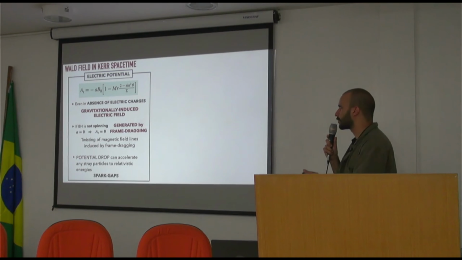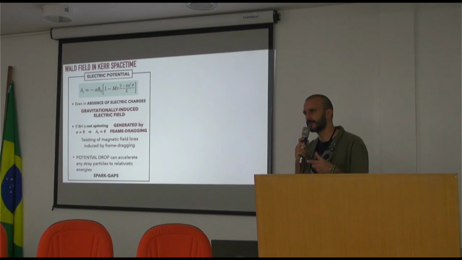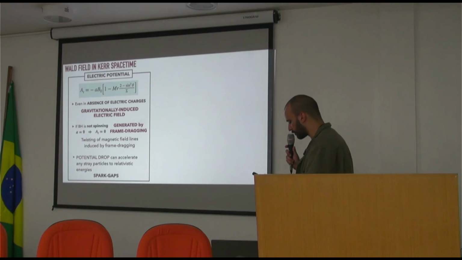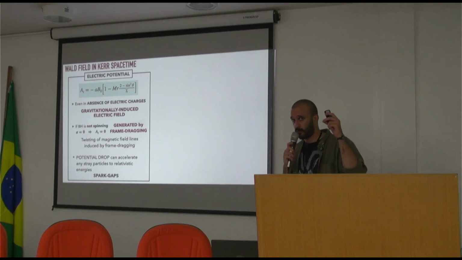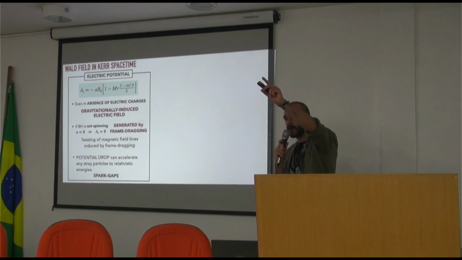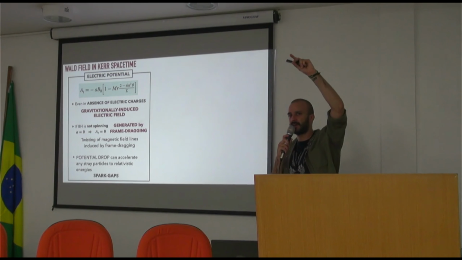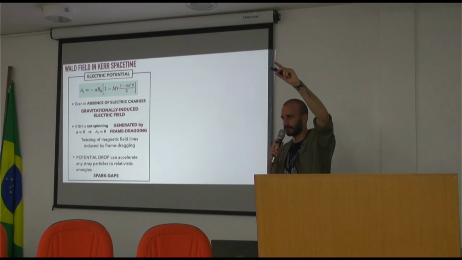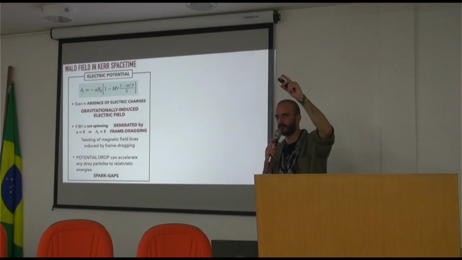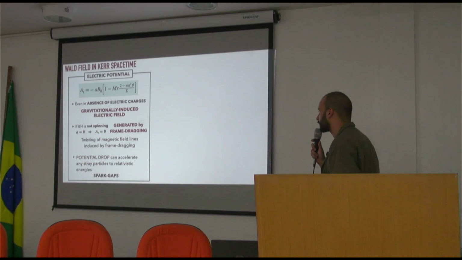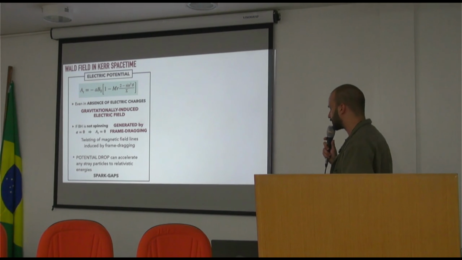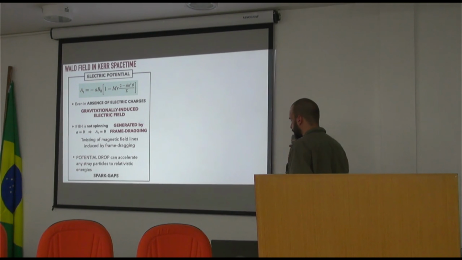And of course, since we have an electric potential, we also have a potential drop. And this has important implications, because if you have a potential drop, it means that whatever stray particles arrive close to the black hole are accelerated by this electric potential and will become relativistic. This is very important for the space-filling magnetospheres.